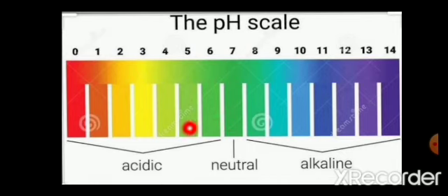pH less than 7 is acidic. Those substances which have pH less than 7 are acidic. pH more than 7 is basic. Understand? The pH scale measures how acidic or basic a substance is.